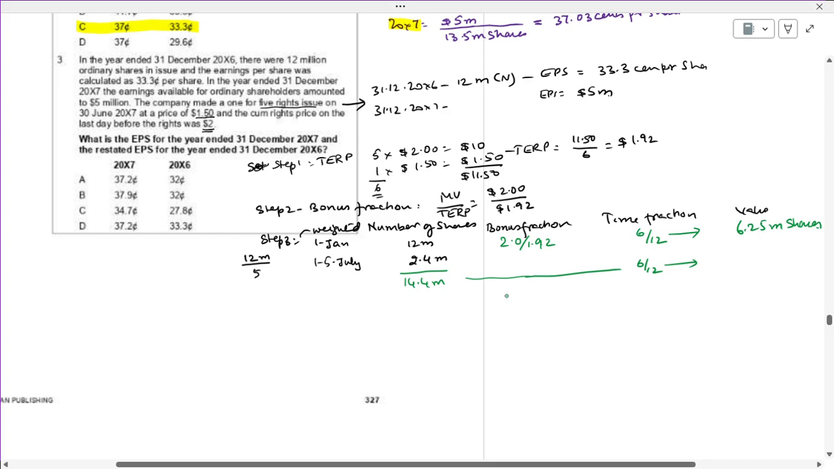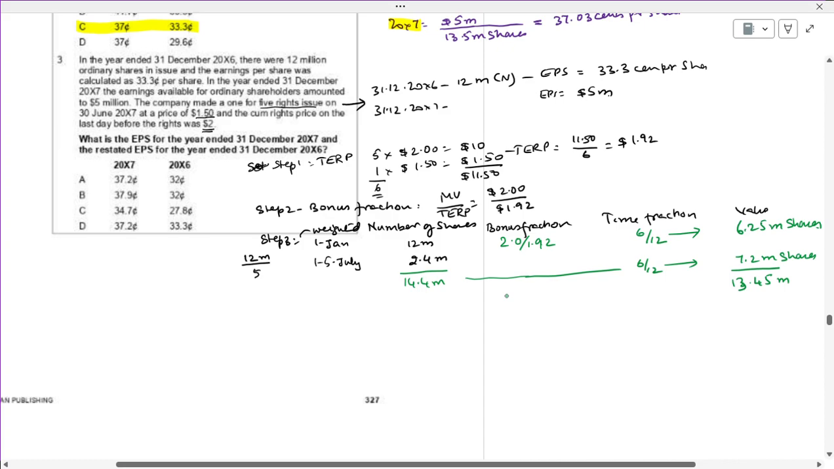14.4 into 6 by 12. How much will you get? 14.4. 7.1. Total, how much will you get? 13.45. Yes. Is it? 13.45.